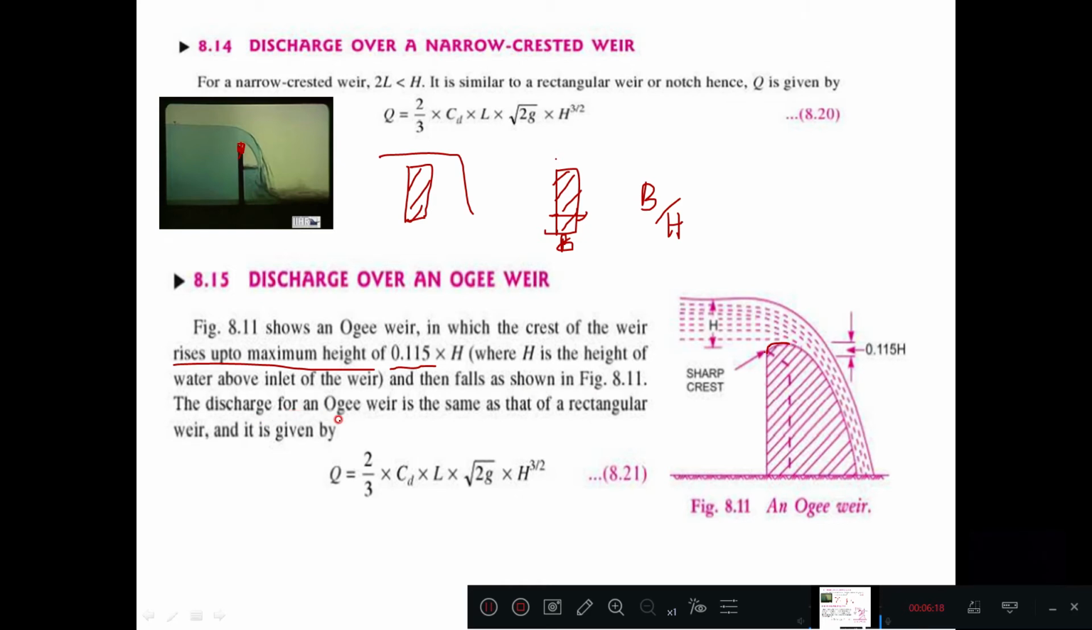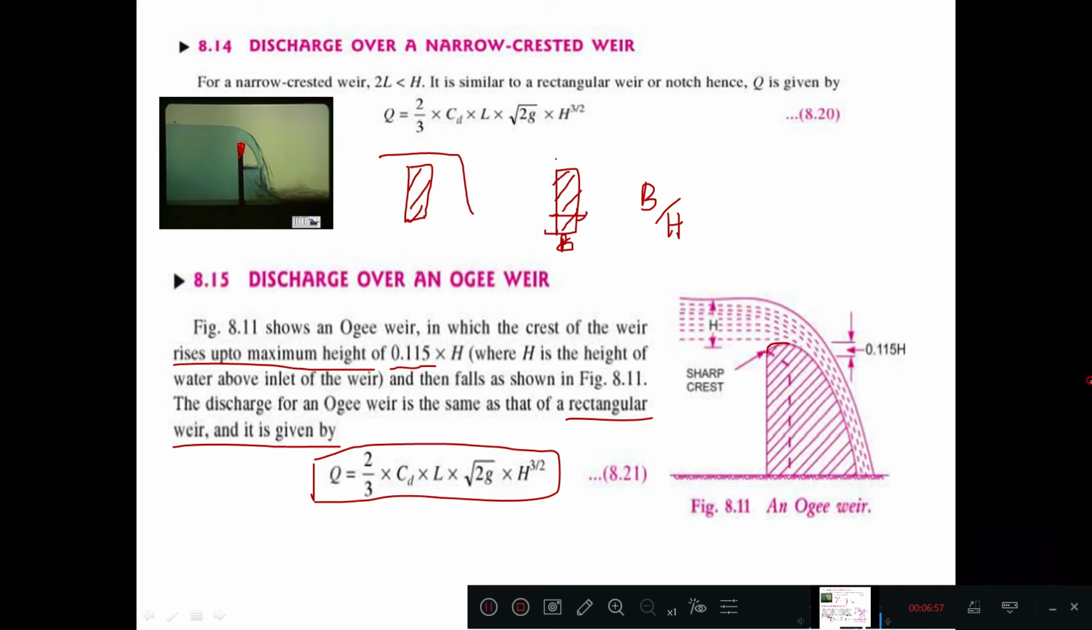The discharge for an Ogee weir is the same as that of a rectangular weir, and it is given by the same equation as previous: 2/3 of CD into L into root of 2G H raised to 3/2. The flow of water over the Ogee weir is also the same as over a rectangular weir, hence the same equation can be used. This is the picture of the Ogee weir. Suppose in an exam they ask about the Ogee weir, you draw the figure and mention the rise above the crest, which is 0.115 times H.